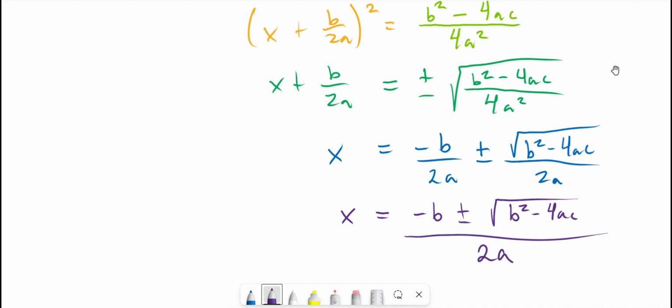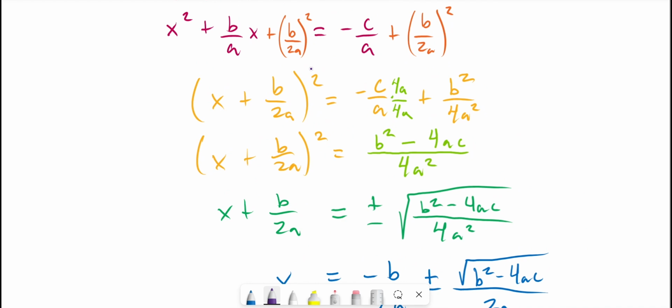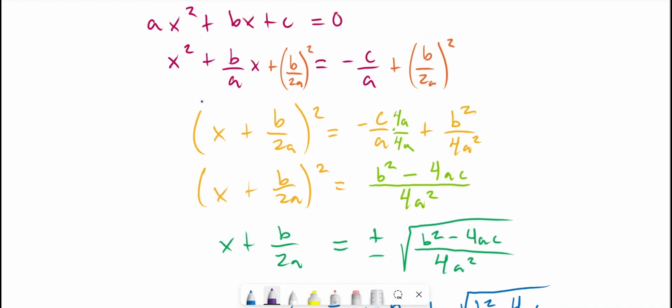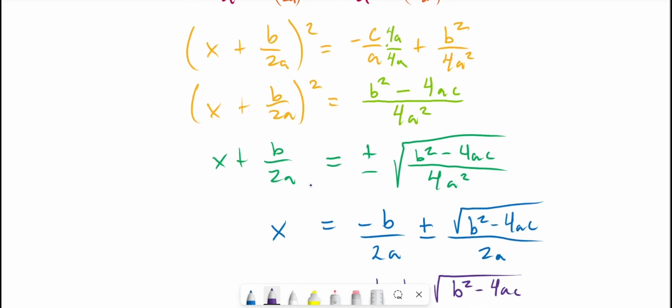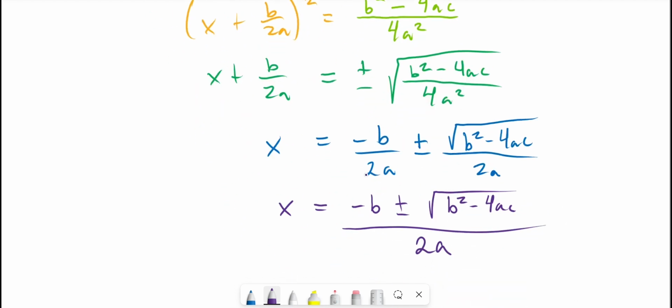So not a terrible derivation if you understand how to complete the square. Namely, the whole trick of this was to add half of this middle term squared to both sides. After that, this is a perfect square trinomial. Then we just do some fraction math over here, square root property, bada boom, bada bing, we get the quadratic equation.